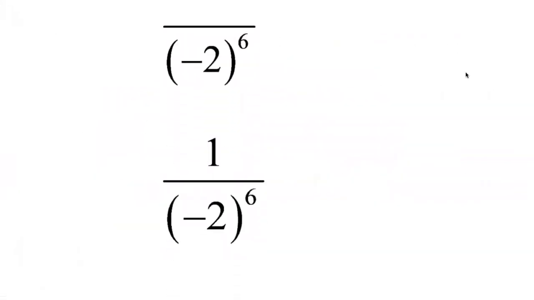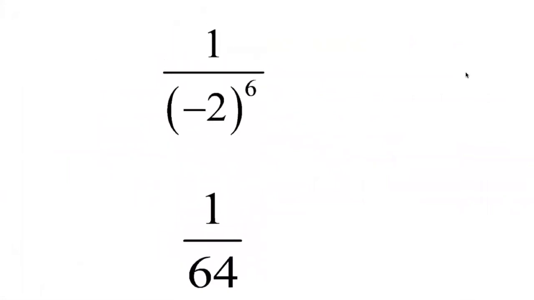Now, I'll walk you through the notes here. You can see here, we've moved it to the bottom. All right, how did they get the number 64? Again, it means -2 times itself 6 times.